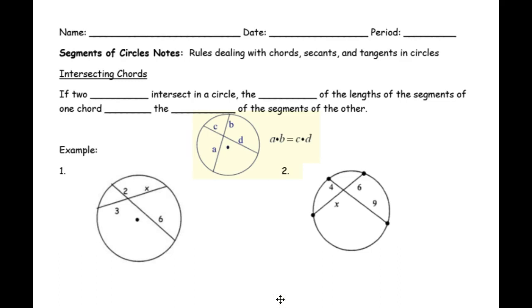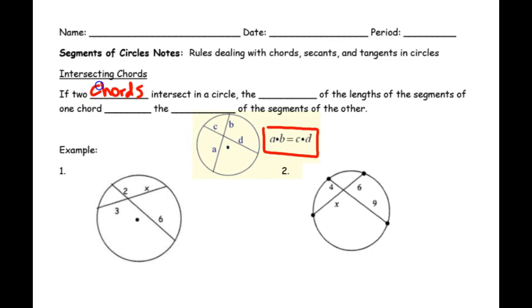These are the rules dealing with chords, secants, and tangents in circles. So, intersecting chords. If two chords, go ahead and fill that in. If two chords intersect in a circle, the blank of the lengths of the segments of one chord blank the blank of the segments of the other. Now you can see it right here.